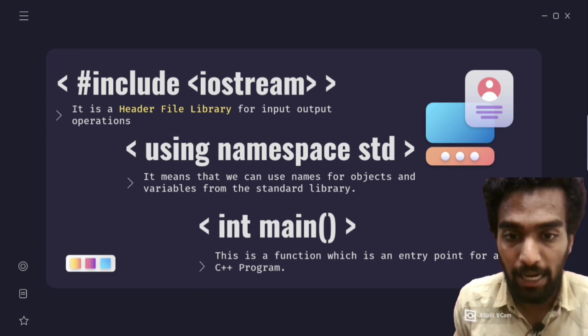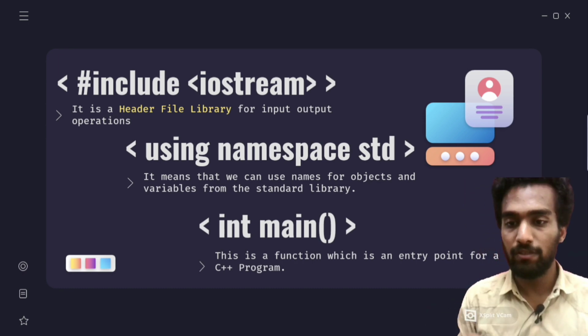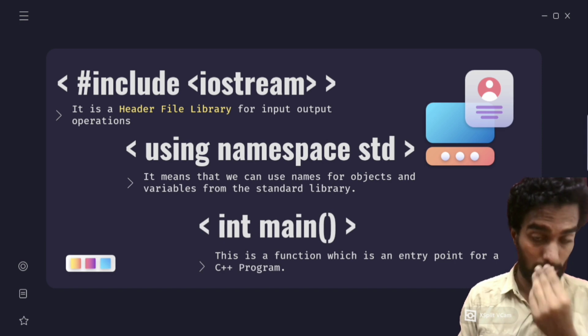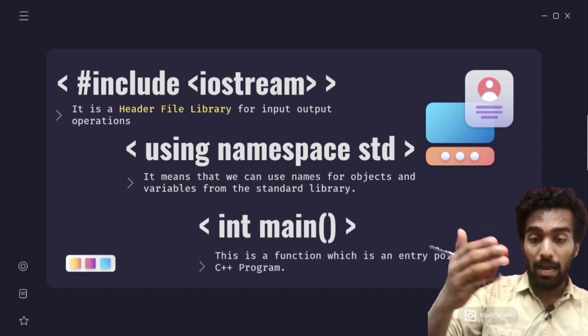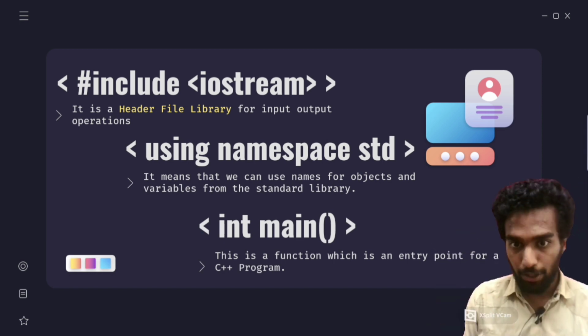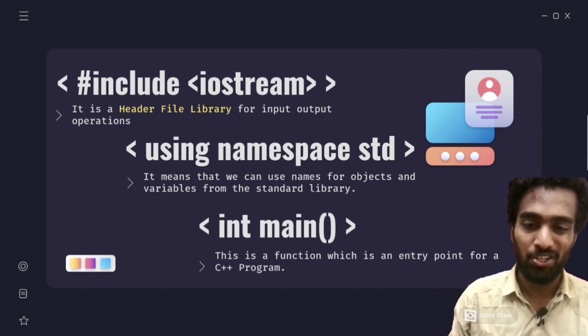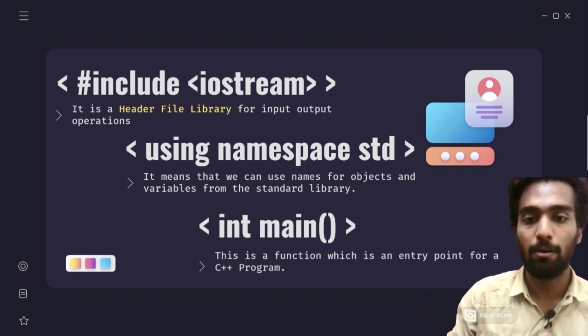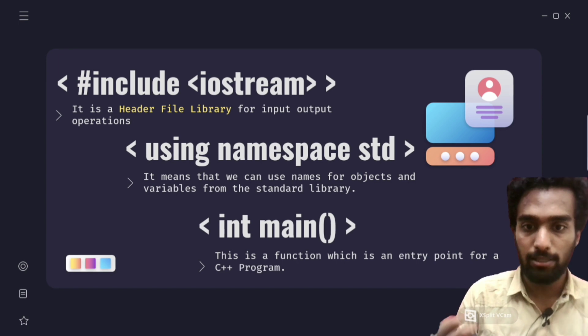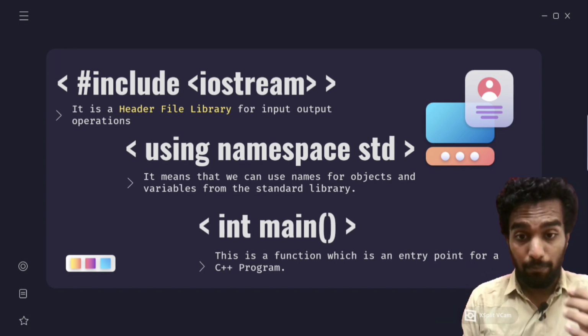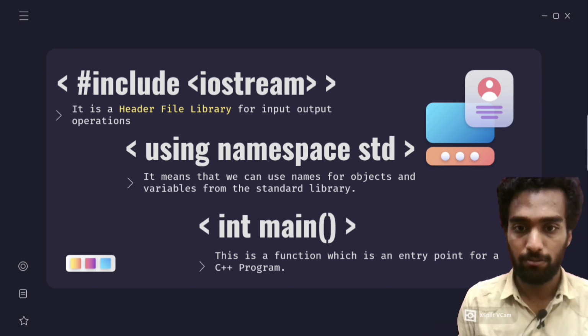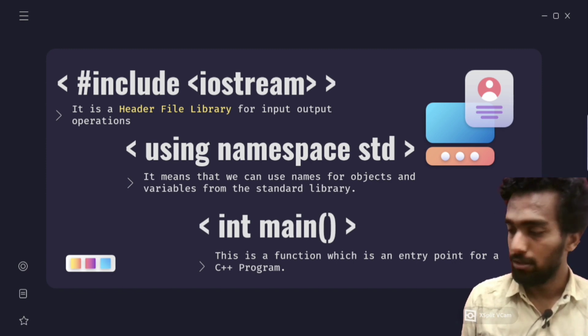Int main is a function which is the entry point for a C++ program. It means that when a compiler is converting your code into machine-level code, or code which is understandable by your computer or device, the program starts from the main function. It starts from the main function. Okay, so let's move ahead.